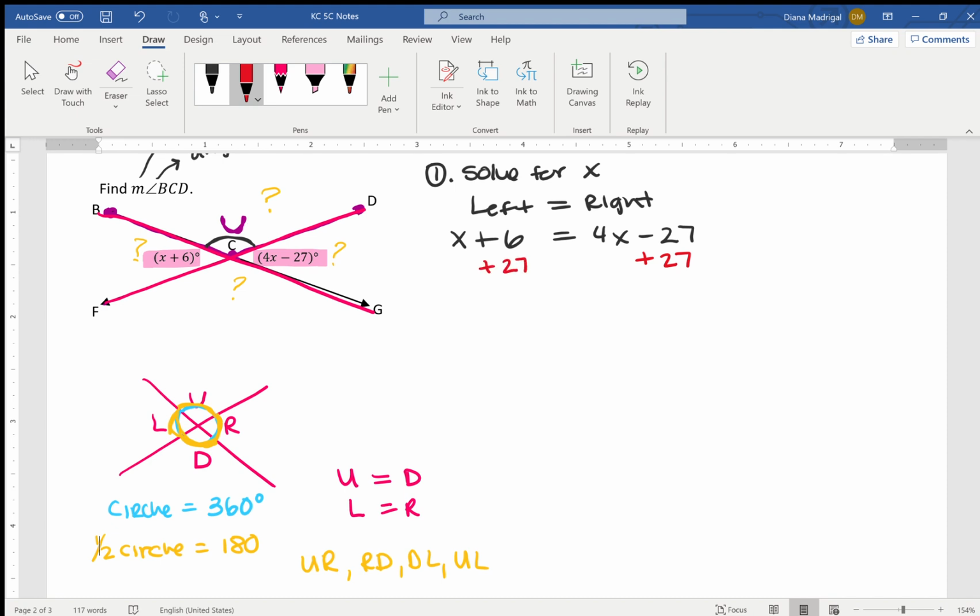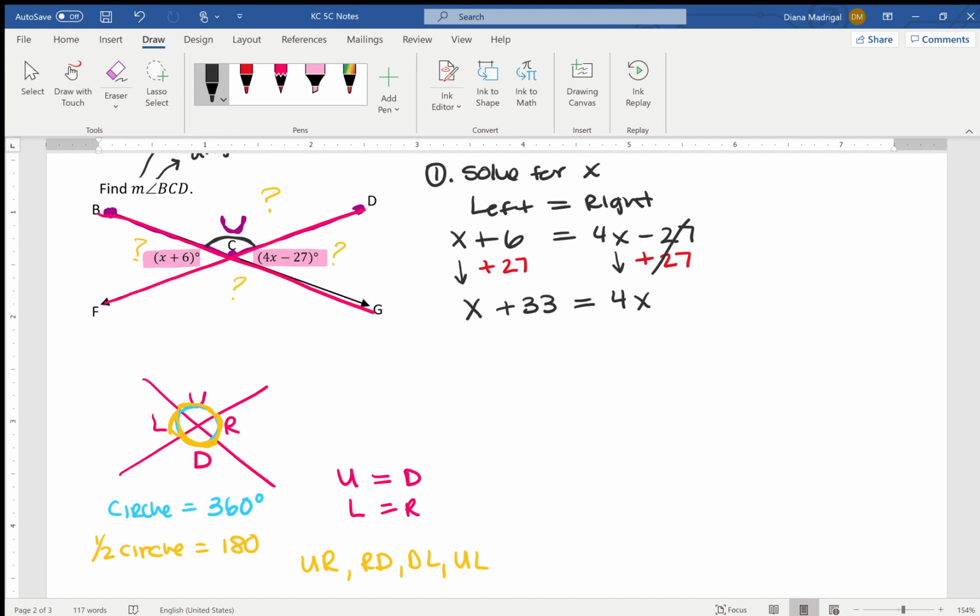Why to the 6? Well, because 27 doesn't have an x, so I cannot add it to the x. You can only do that if they have the same variable. So 6 plus 27 gives me 33. Now I have x because I didn't do anything with it. When you don't do anything with something, it goes down to your next step. So x plus 33 equals 4x because this cancels out. And again, I didn't do anything to the 4x, so it just goes down to my second step.